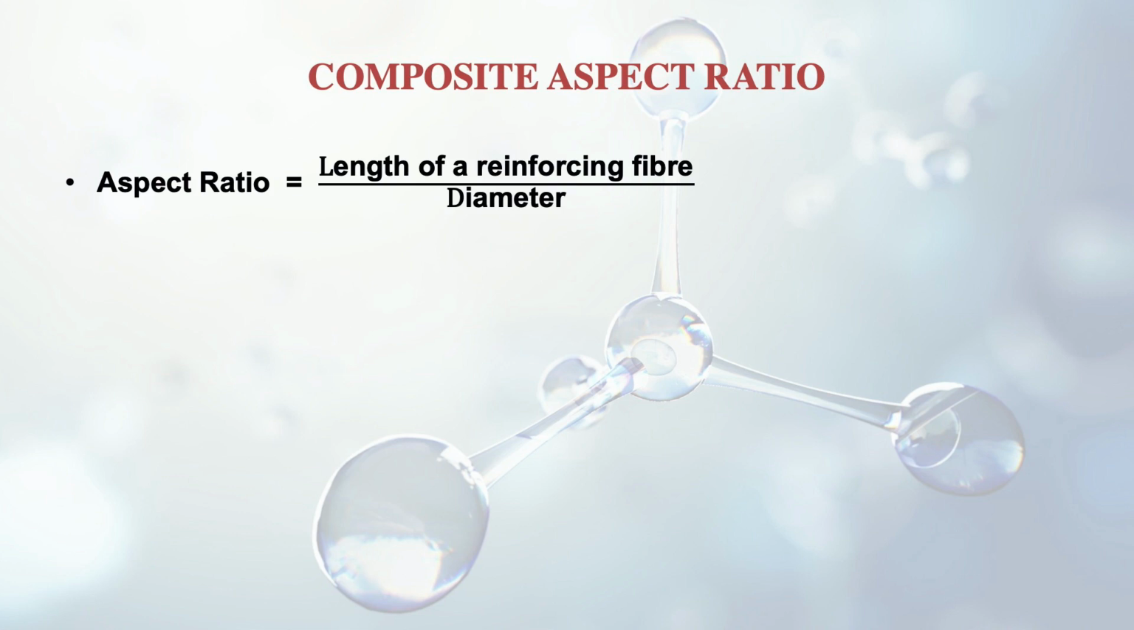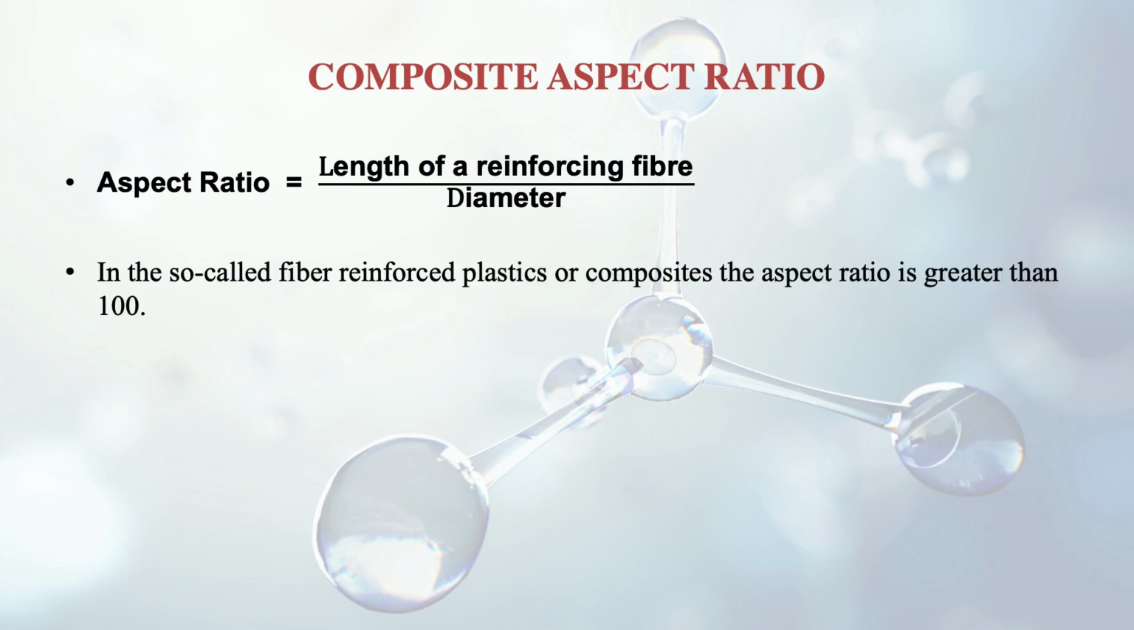So after discussing all these kinds of processes for making different kinds of composite, we move on to certain properties, that is the composite aspect ratio. Aspect ratio is equal to the length of a reinforcing fiber to the diameter. So this is the aspect ratio, when length of a reinforcing fiber is divided by the diameter.